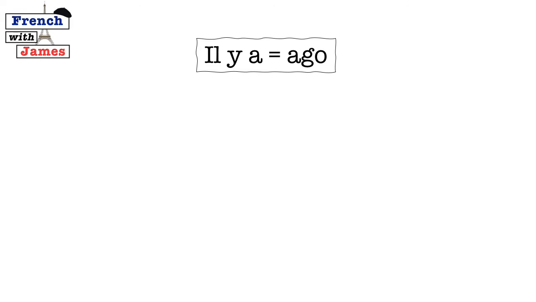Now, this might be a bit confusing at first because I'm sure you've come across il y a before as meaning there is or there are. Par exemple, dans ma ville, il y a un centre commercial. In my town, there is a shopping centre.